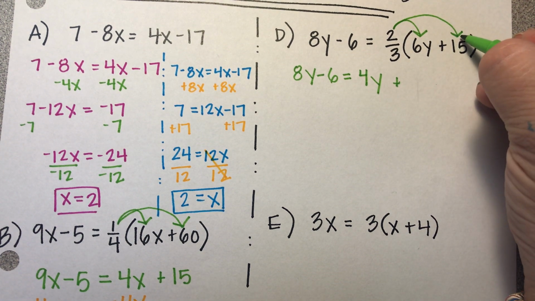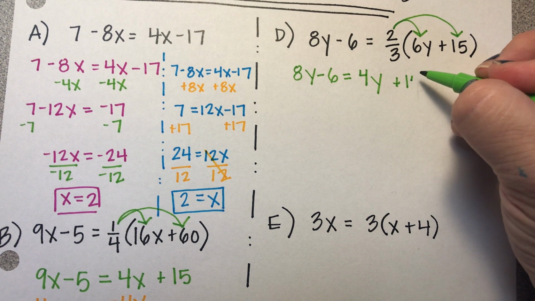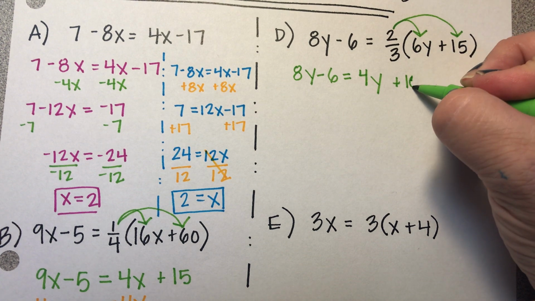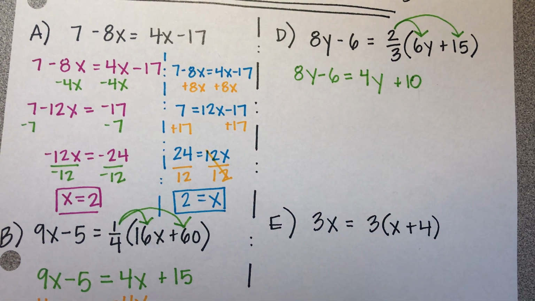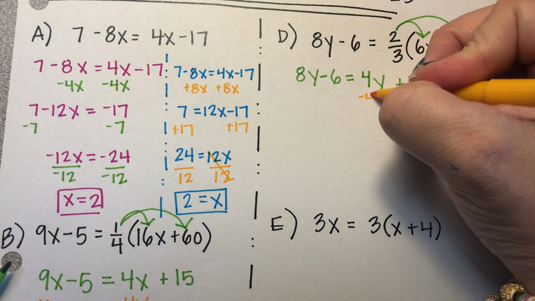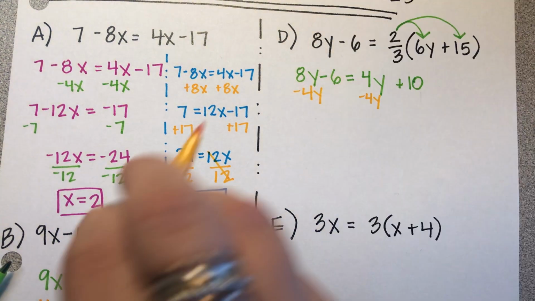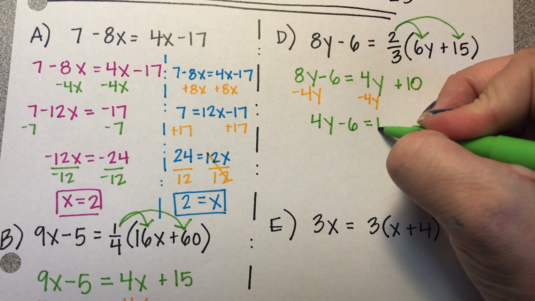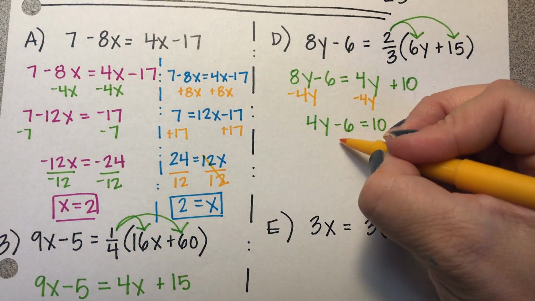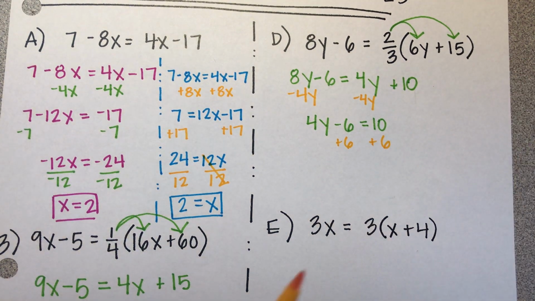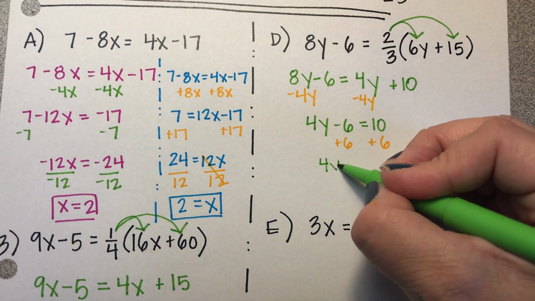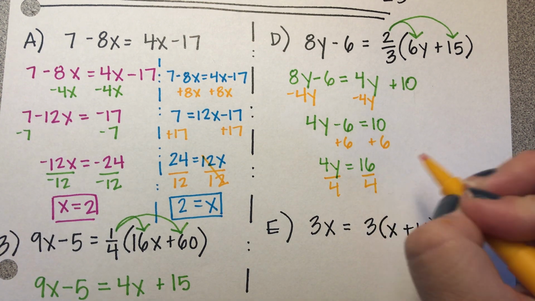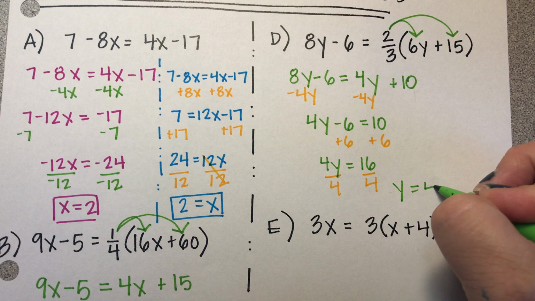2 times 15 is 30. 30 divided by 3 is 10. I thought I messed up, but I didn't. Okay, I only want variables on one side. Subtract 4y from both. So that gives me 4y minus 6 equals 10. Now we're going to add 6 to both sides. So I get 4y is 16. Divide both sides by 4 to get y equals 4.